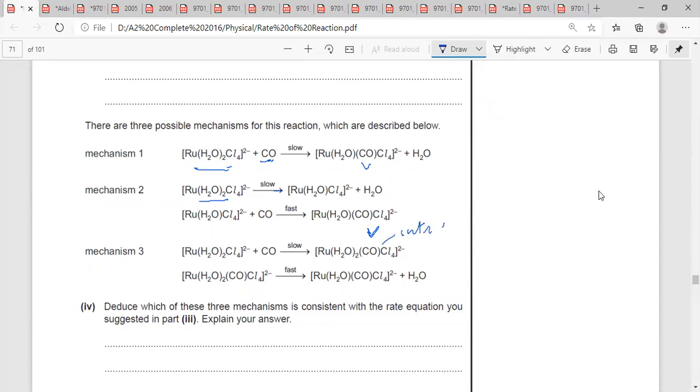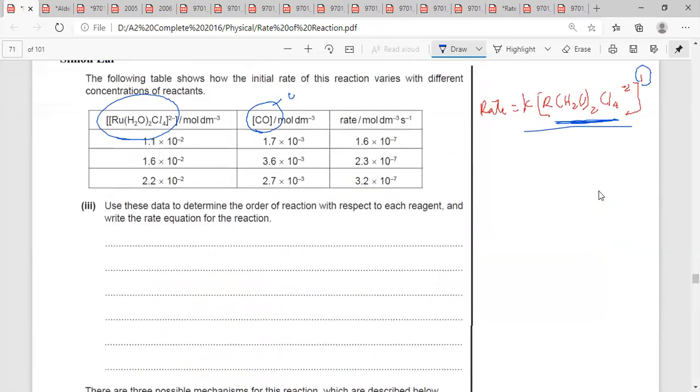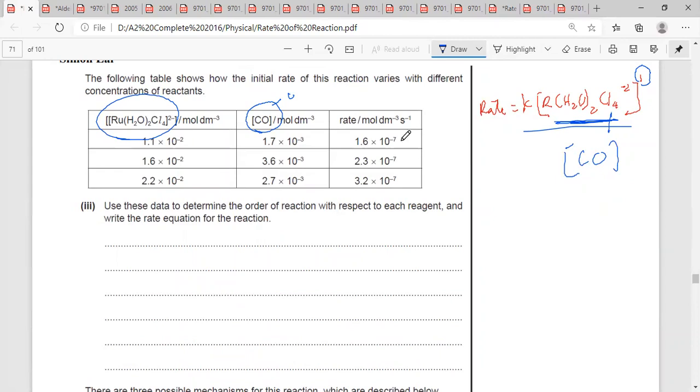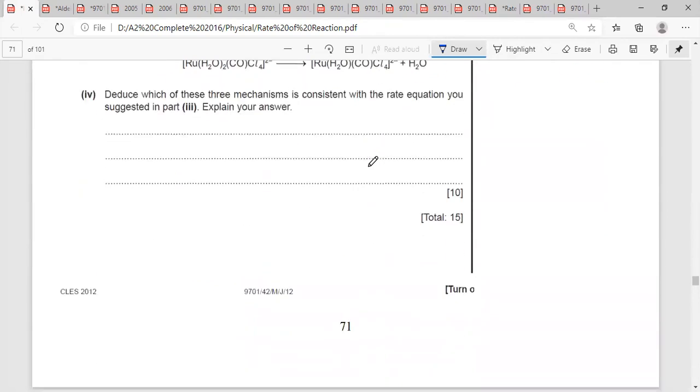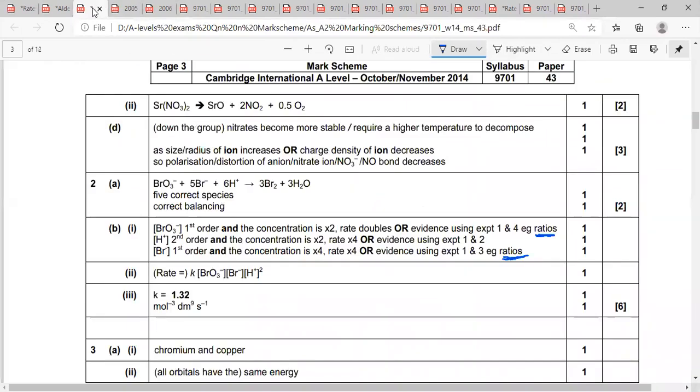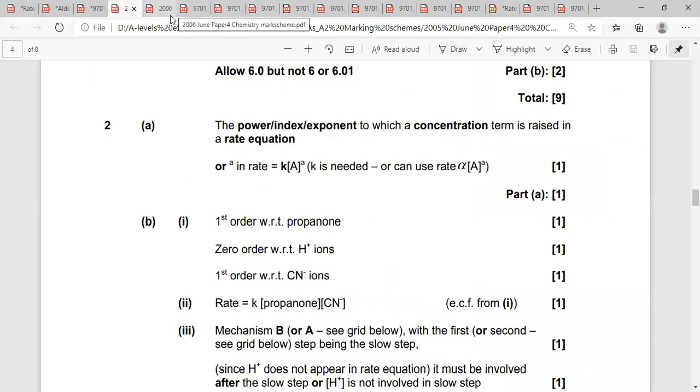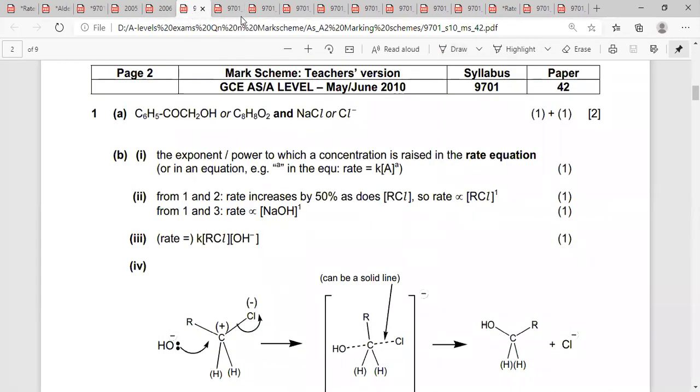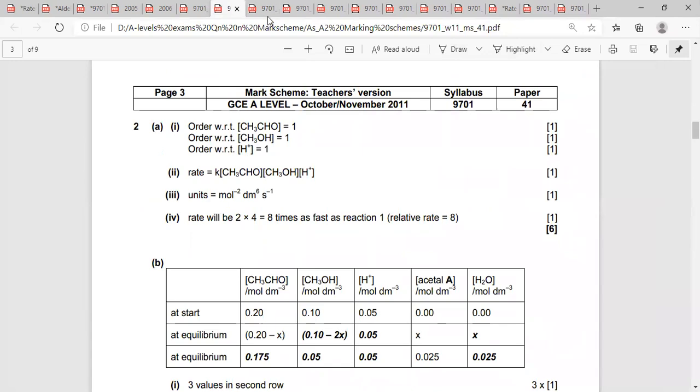Okay, so which is the one? It must be mechanism 2. Why? Because carbon monoxide is not in the rate law. The answer is this. Carbon monoxide is not in the rate law. That's what the answer is. Let me show you the answer. It is 12. I say, time is not for us.